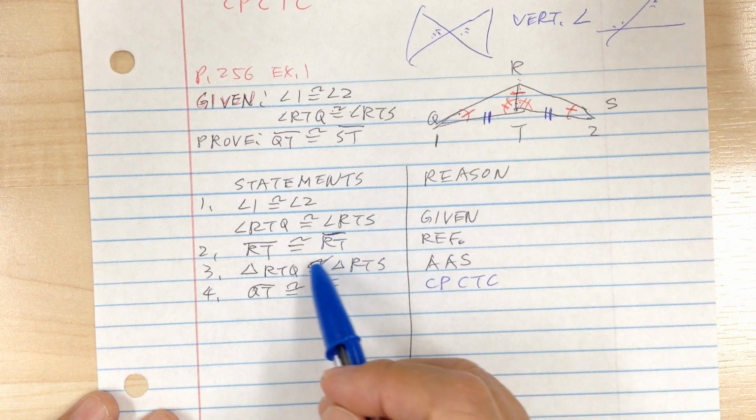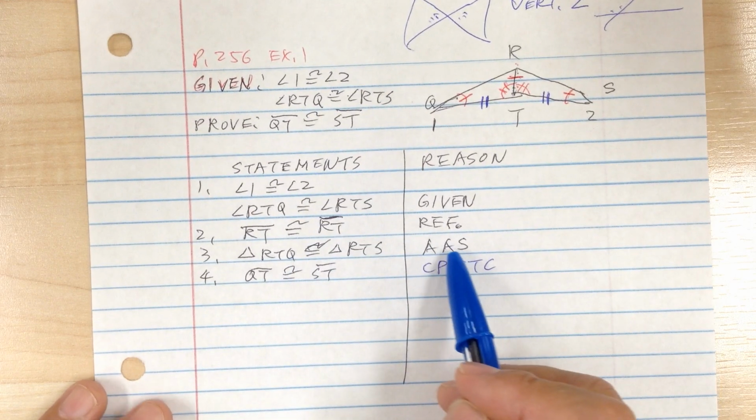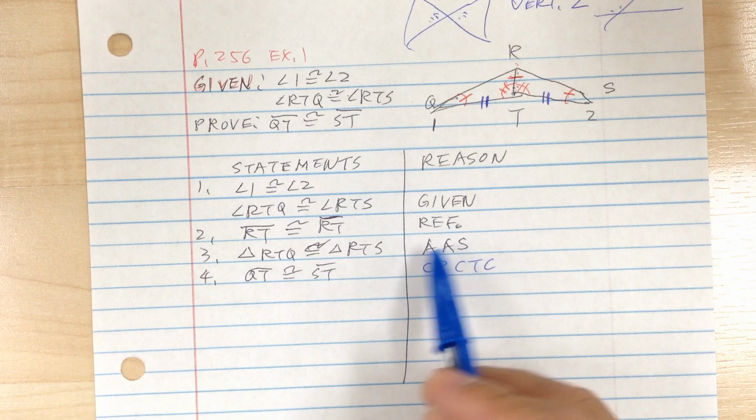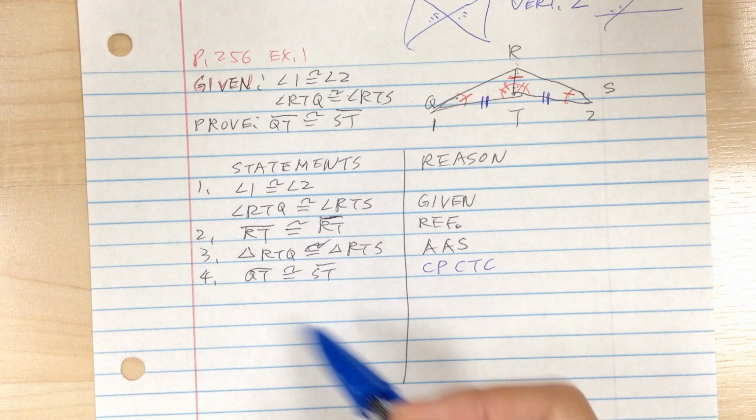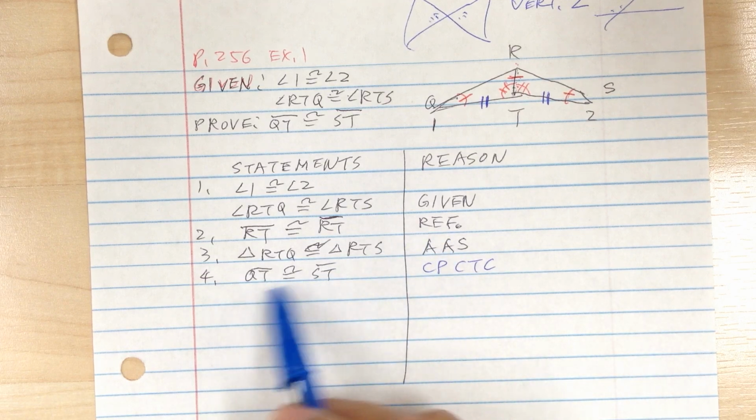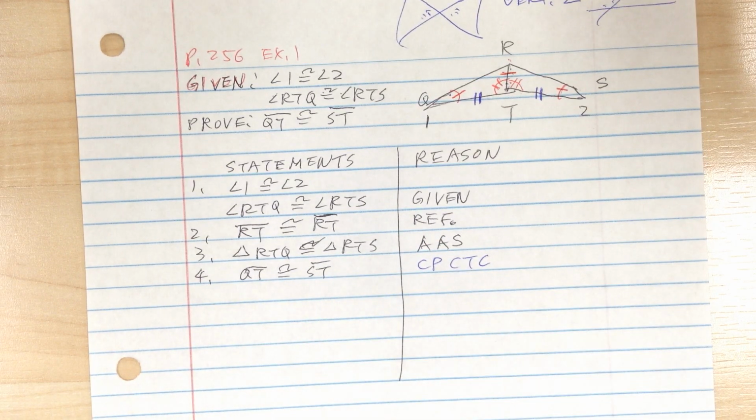Once you get the three congruences, then you can use one of those reasons on the handout from the previous lesson, and after that you can go on from there to prove the congruence of other parts.